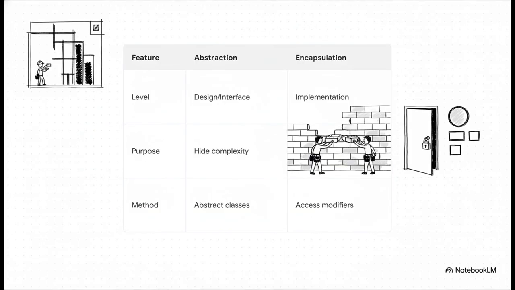Let's put them side by side, because honestly, this is a massive exam-relevant distinction. Abstraction solves problems at the design or interface level. It's like the architect planning out the building. Encapsulation, however, solves problems at the implementation level. It's the builders actually putting up the physical walls to keep people out of the secure rooms, typically using access modifiers like private, protected, and public.